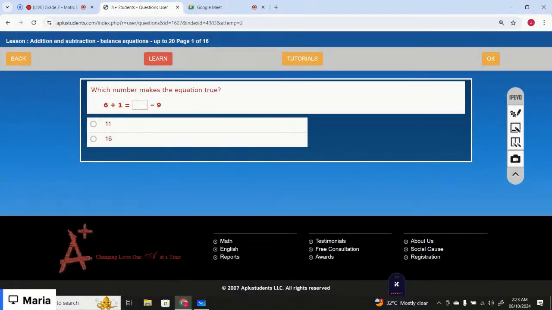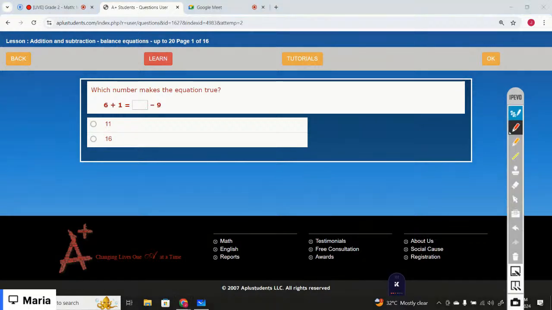Which number makes the equation true? You have 6 plus 1 and the missing number minus 9, right? So solve. 12 plus 7 is 19 and 19 is not equal to 18. That is 12 plus 6. Okay, so solve this side. 6 plus 1 is 7. Now you need to find the number that when subtracted from 9 makes 7. So which number when subtracted from 9 makes 7?